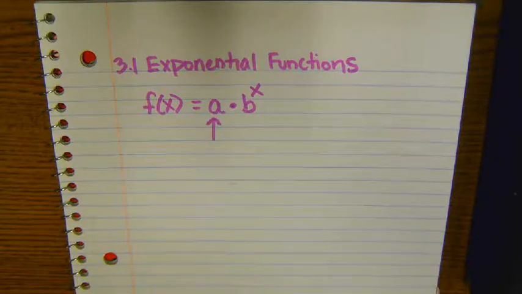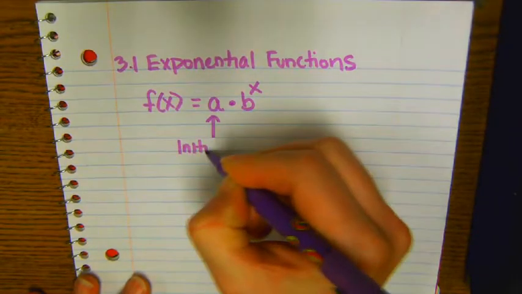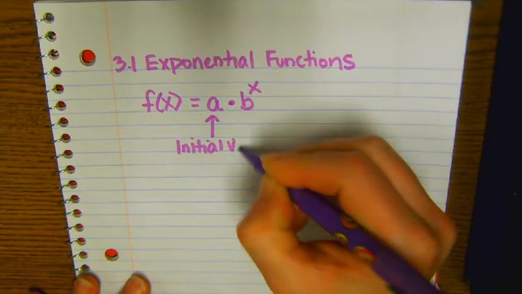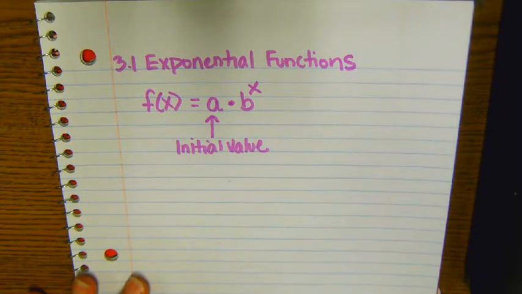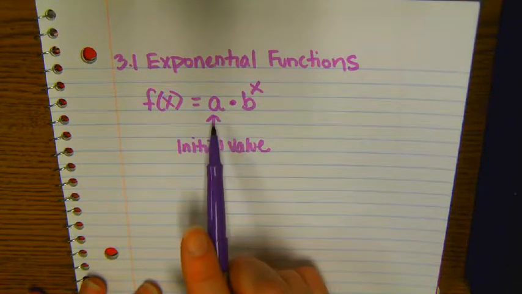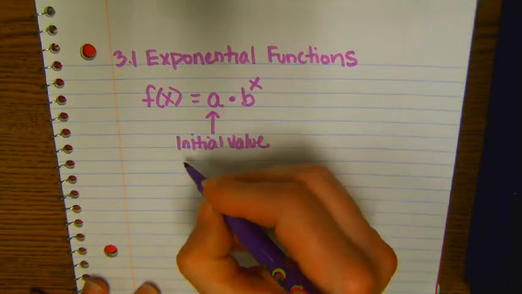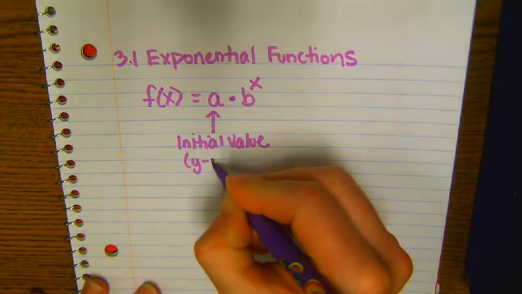A value is what I like to call the initial value. Some people call it the starting value. So when we're doing a population model, for instance, it would be the initial population of something. What it is on the graph is the y-intercept.